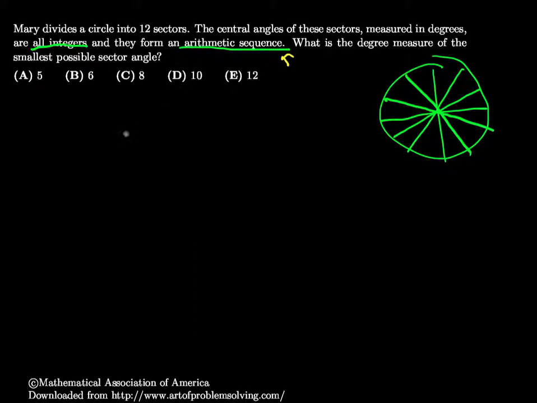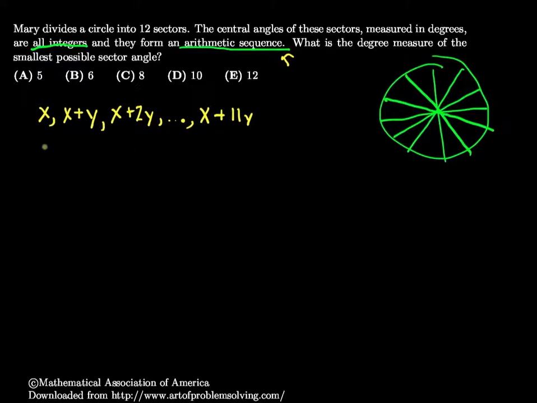An arithmetic sequence means that my first number, my smallest angle, will be some measure x, and then every angle after that will be some number y more than that. So the first term of the sequence is x, with common difference y. So we get x, x plus y, x plus 2y, all the way up to x plus 11y. To get to the 12th term, I had to add y 11 times.